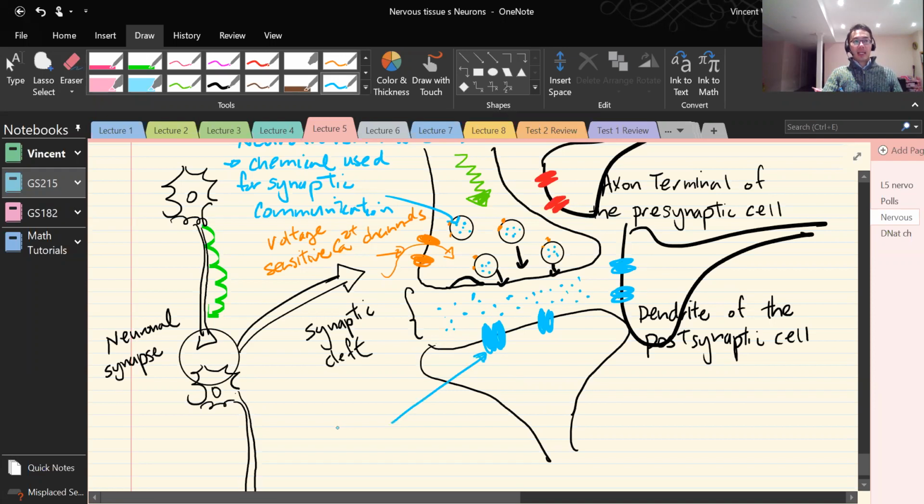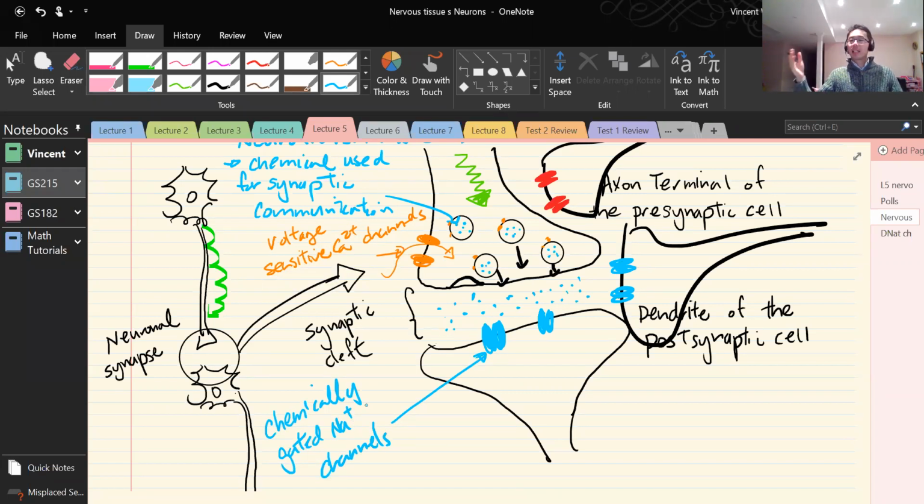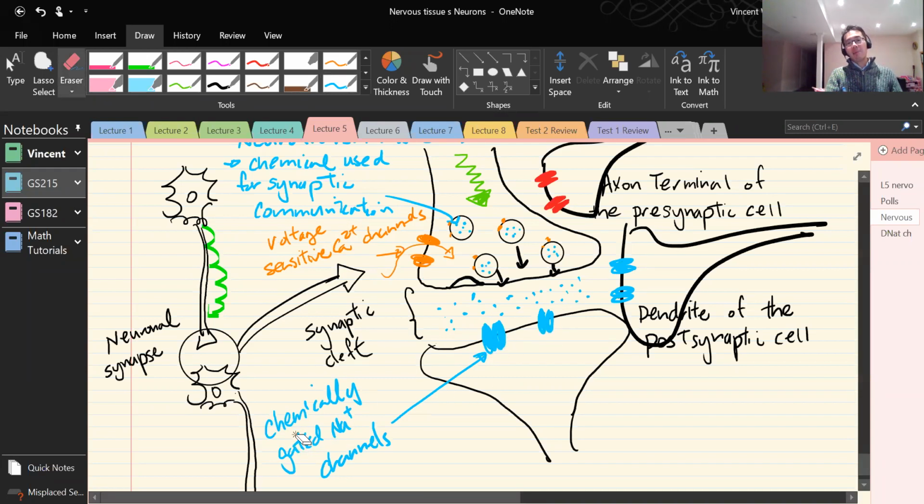Over here, instead of having voltage-sensitive channels, which basically means the channel is controlled by voltage, we have chemically gated sodium channels. Just to reiterate, the sodium channels we learned earlier are regulated by voltage: they open at -60 and close at +30. These sodium channels are chemically gated.